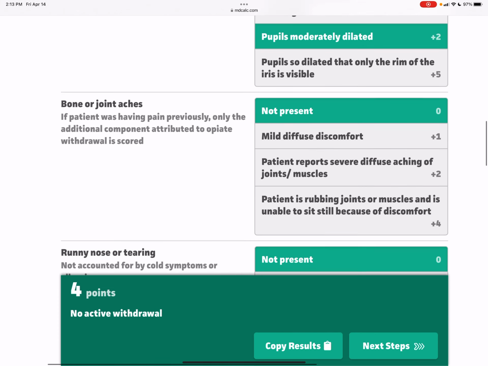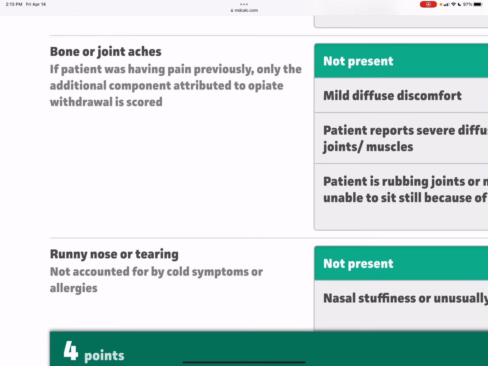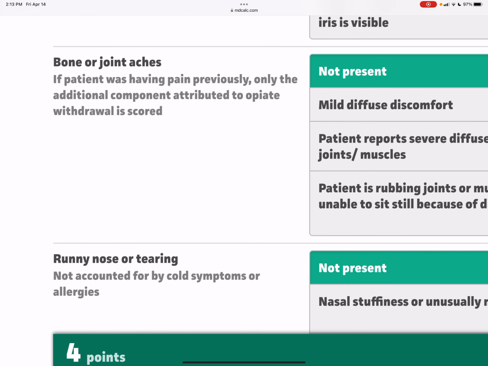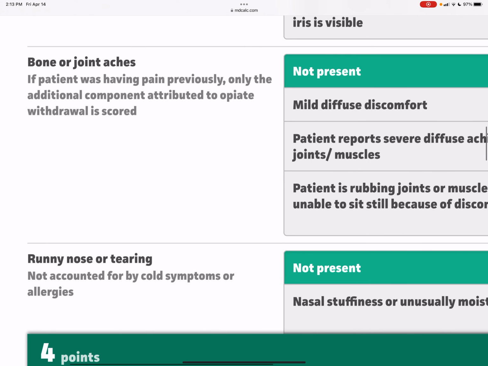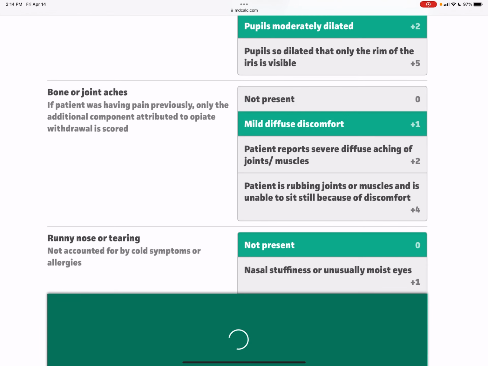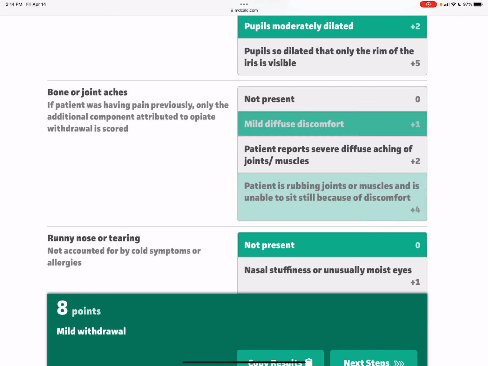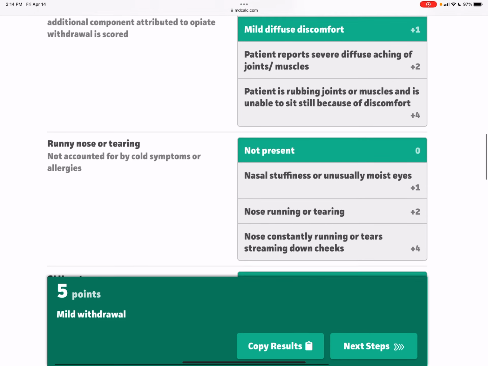Now, this next symptom, bone or joint aches, has to be a new pain, not the pain that the opioid was originally intended for, but a new pain, usually of the thighs, arms, or abdomen. Could be mild achiness, little stiffness, difficulty moving around, or outright you're trying to massage your thighs and arms and belly to just try and feel better. And that would be the score you're noticing there. But again, new pain, not the pain that you took the opioid for.